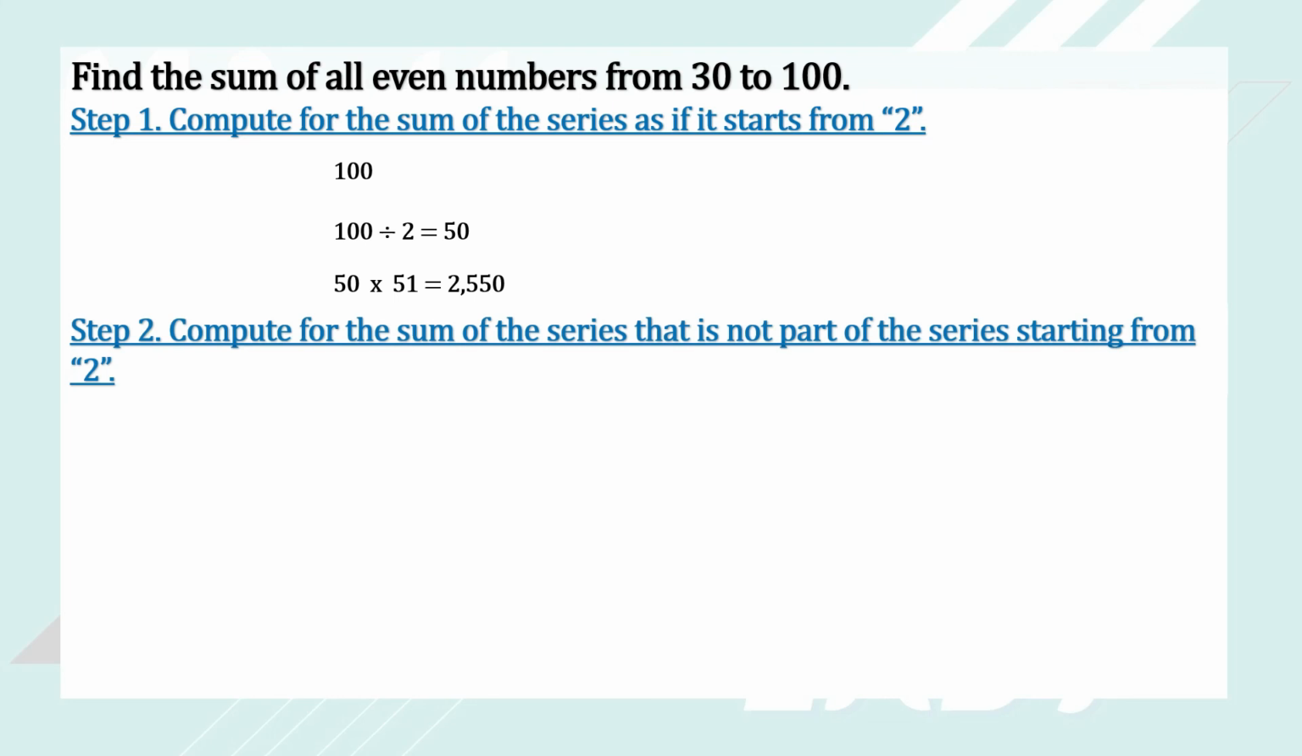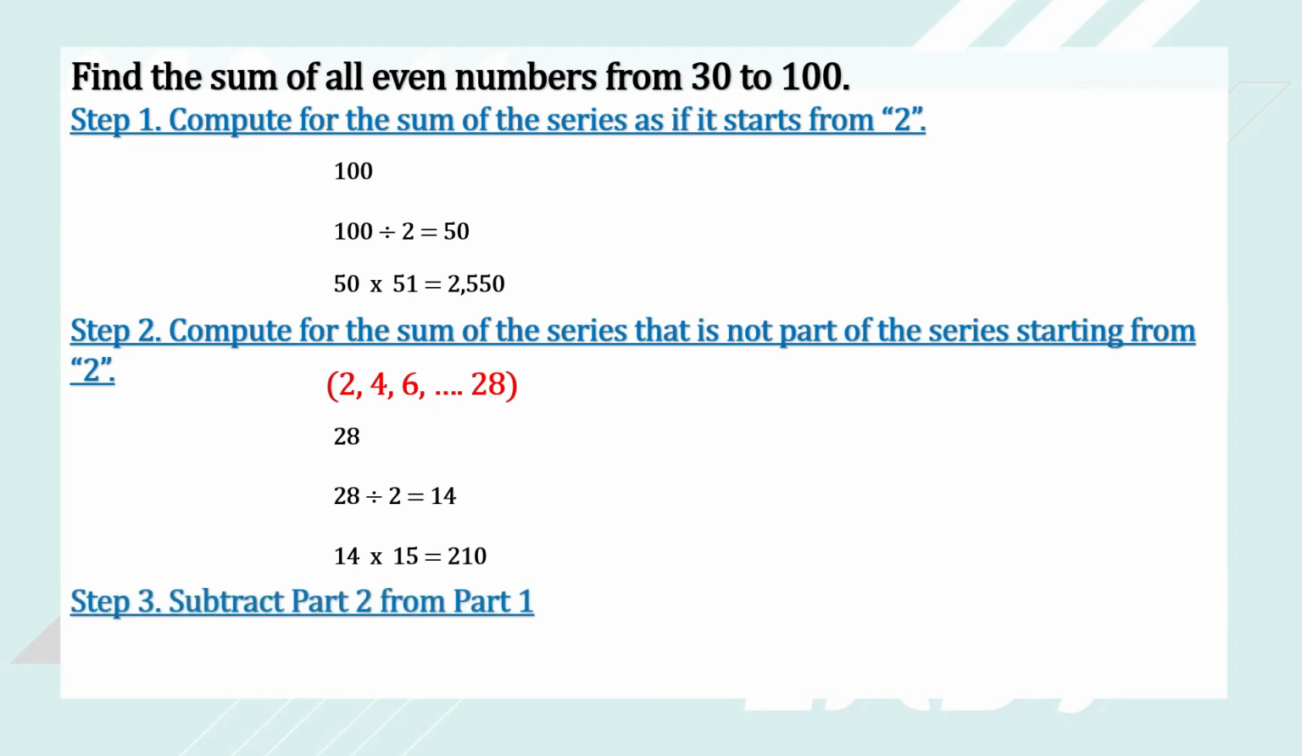For step 2, compute for the sum of the series that is not part of the series starting from 2. So ano yung mga hindi kasama dito? 2, 4, 6, and hanggang 28. So ang last even number sa ating series ay 28. So 28 divided by 2 is equal to 14. And 14 multiplied by the next number, which is 15. So 14 times 15 is equal to 210.